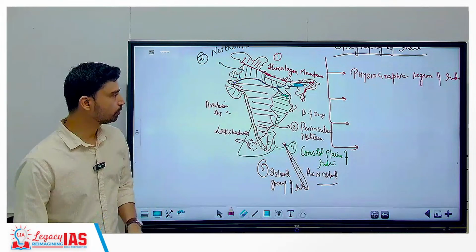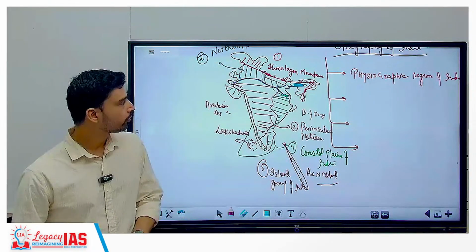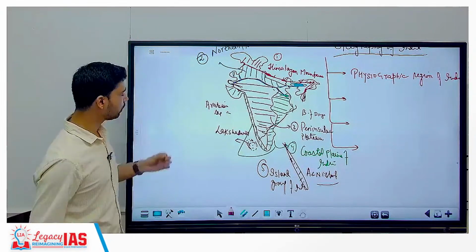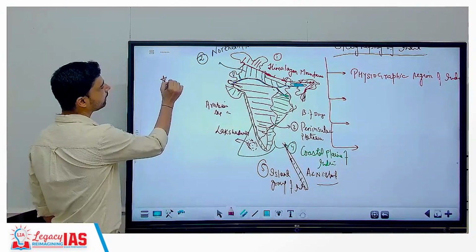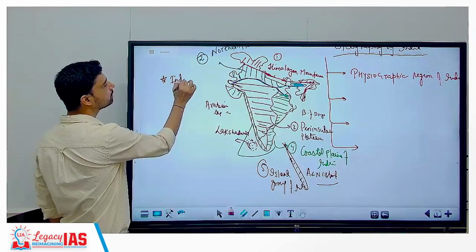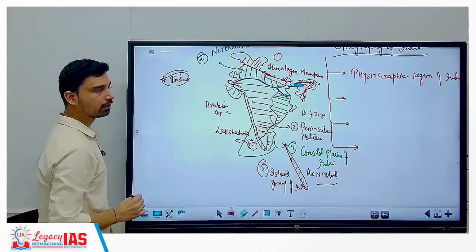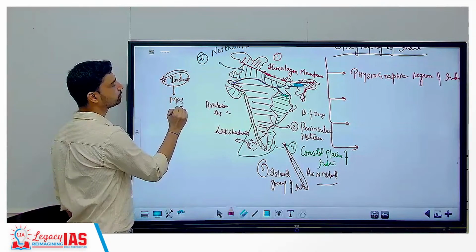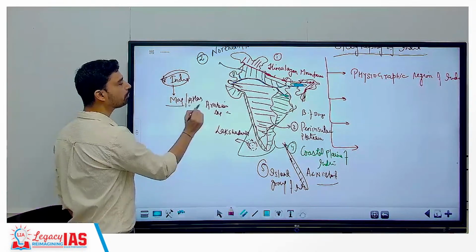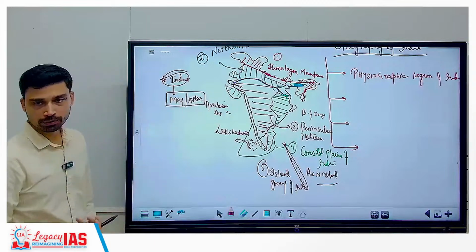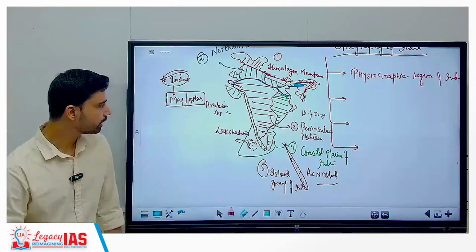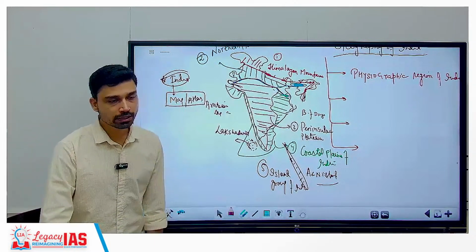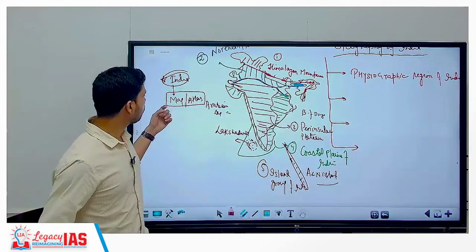So detailed description of all these we have to understand here. Now one thing also you should keep in mind, that as soon as you start studying the geography of India, here more of your focus should be on what? Map. Basically the source of map is what? Atlas.